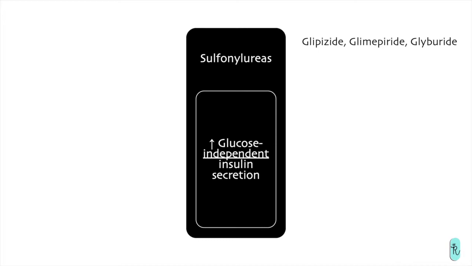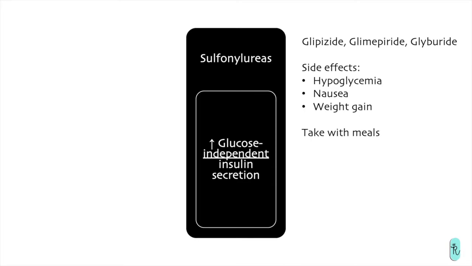Because glimepiride has an active metabolite that is renally cleared, this medication is often avoided in the elderly and in those with renal impairment. The most notable side effect of sulfonylureas is hypoglycemia. They also include nausea and weight gain. Patients should take these medicines with meals in order to reduce the risk of hypoglycemia. But fortunately, these medications are inexpensive.